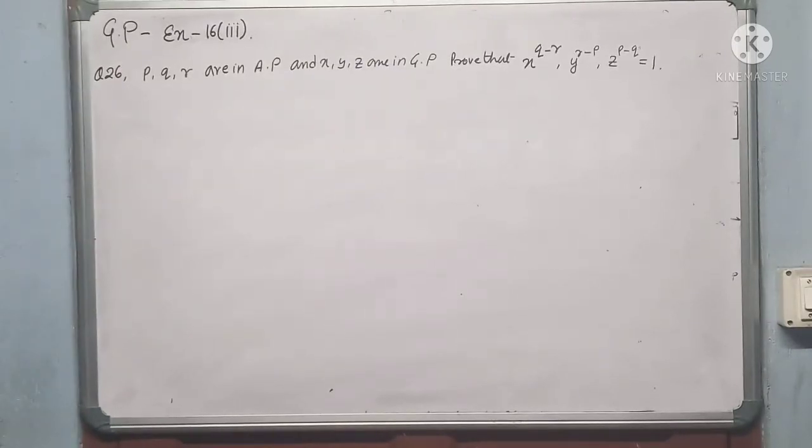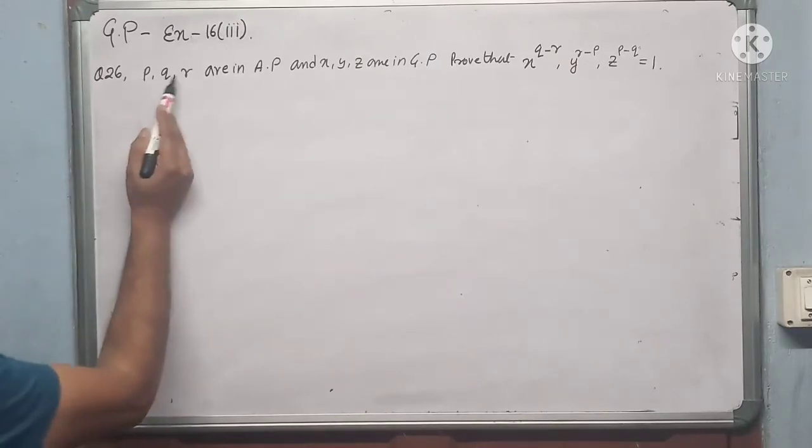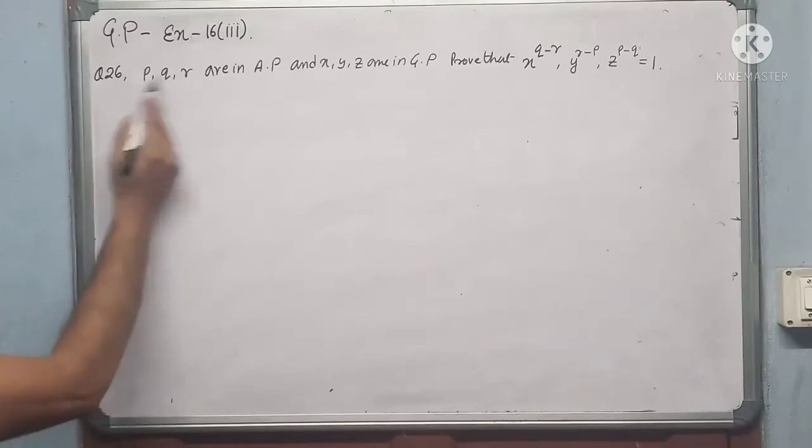Now question number 26. P, Q, R are in AP and X, Y, Z are in GP. Prove that X to the power Q minus R, Y to the power R minus P, Z to the power P minus Q equals 1. This is almost similar to the previous one. Now P, Q, R are in AP. Then what will be the condition?